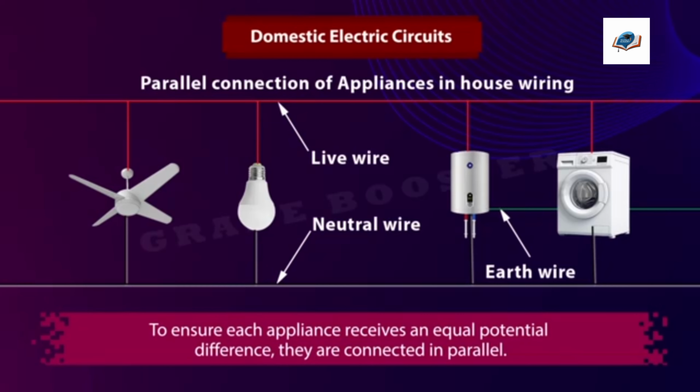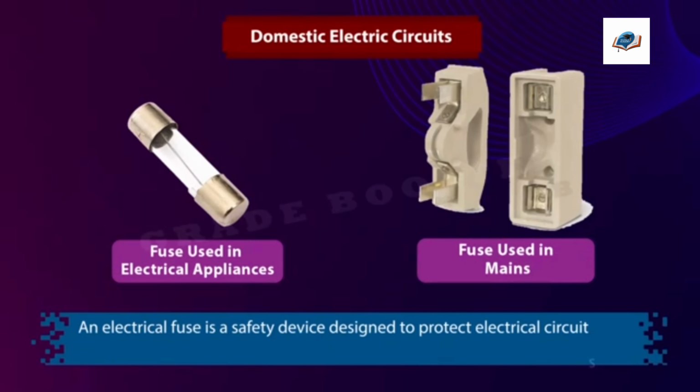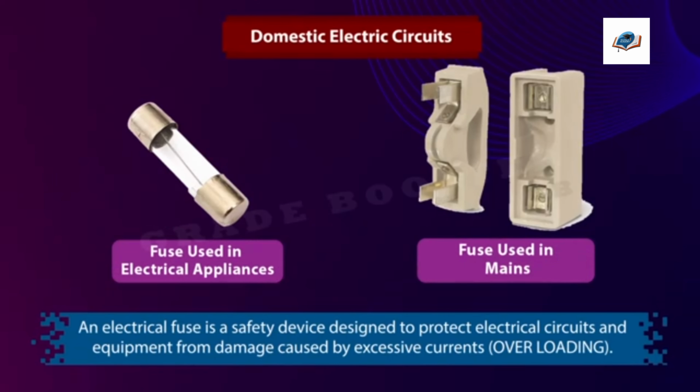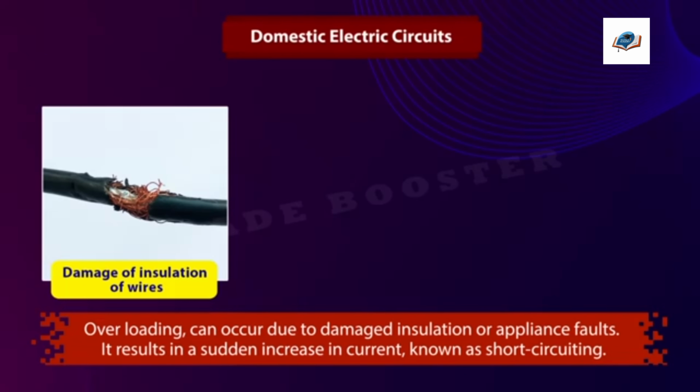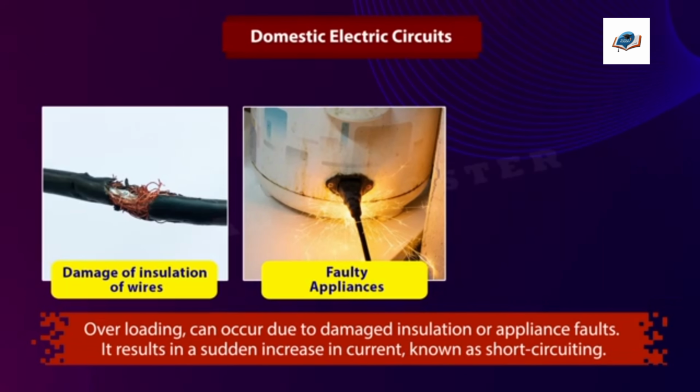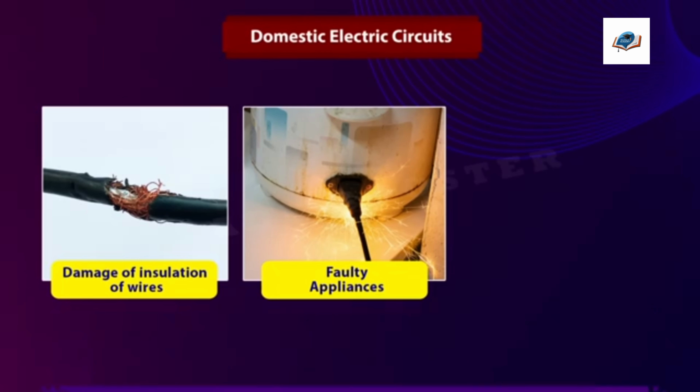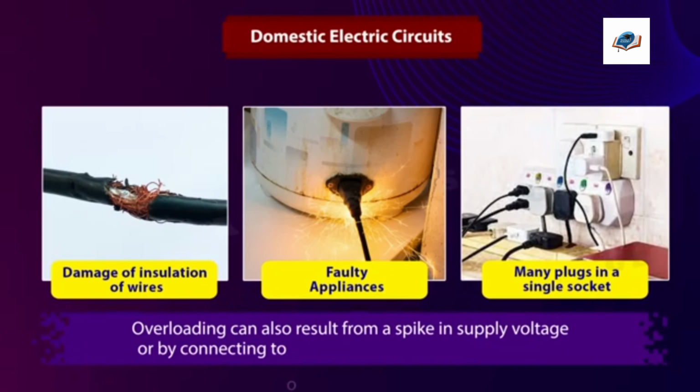An electrical fuse is a safety device designed to protect electrical circuits and equipment from damage caused by excessive currents or overloading. Overloading can occur due to damaged insulation or appliance faults. It results in a sudden increase in current known as short circuiting. Overloading can also result from a spike in supply voltage or by connecting too many appliances to a single socket.